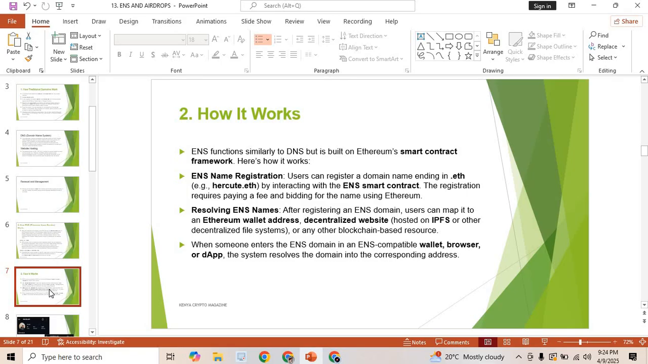That's basically it. Both of them are correct. Number one, the domain name service will convert an IP address to a more readable format. For example, DNS is the domain name service. In this case, we are using Kenya Crypto Magazine as an example. For you to remember kenyacryptomagazine.com is much easier than being given an IP address to access that site. So that's the first thing.